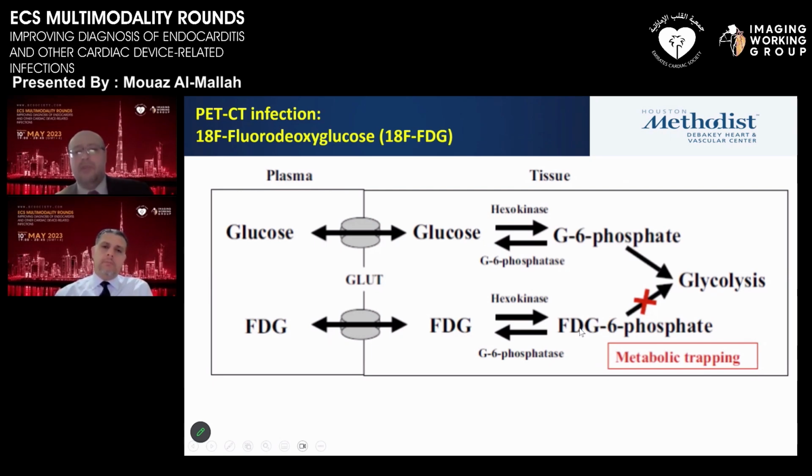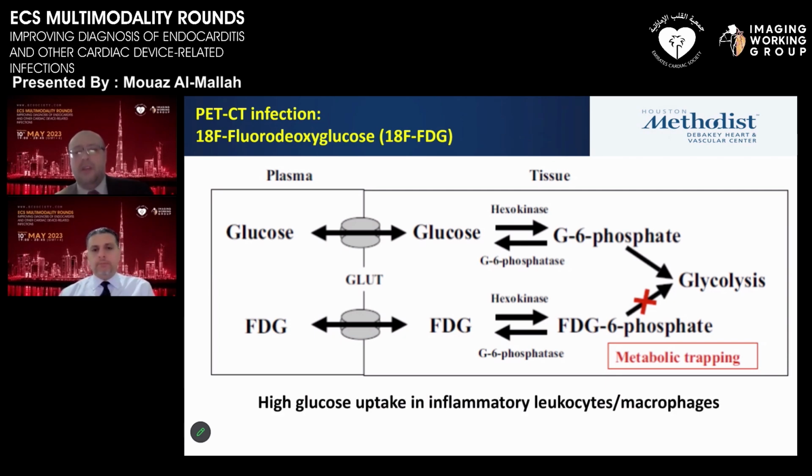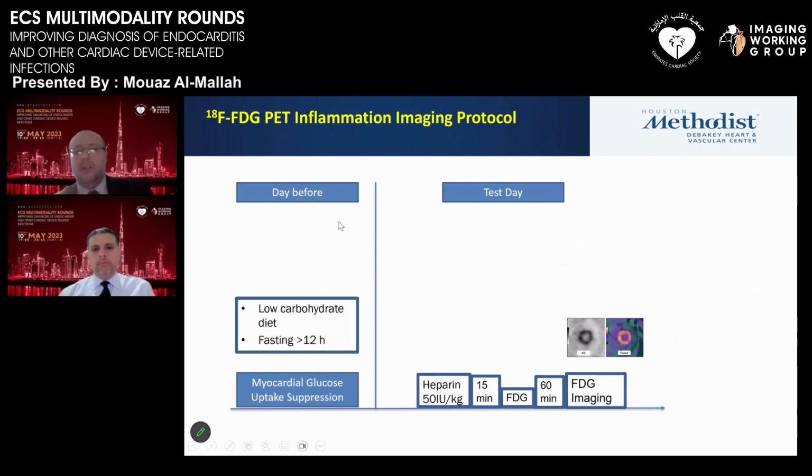When we give FDG, it goes inside the cell and gets stuck there, so we end up being able to image it and see it very well. This is why we do the FDG imaging for these patients. But before that, I just want to warn you that myocytes are also going to take FDG. When you give FDG for these patients, you want to be sure that the myocytes are blocked from taking the FDG, so you are able to see the infectious cells and the white blood cells very well.